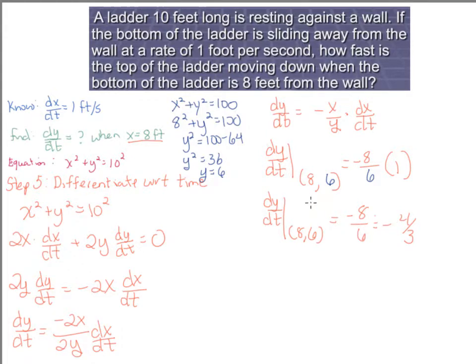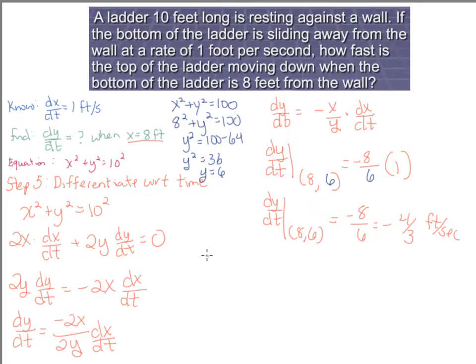Now in this situation, you need to know what negative means. Now dy/dt stands for the rate of change of y. Remember, y is the distance the top of the ladder is from the ground, with respect to time. The negative just tells us that the ladder is falling down, it's going down. So when I translate my answer, because my answer is negative 4/3 feet per second, I need to translate this negative to what it means in words.